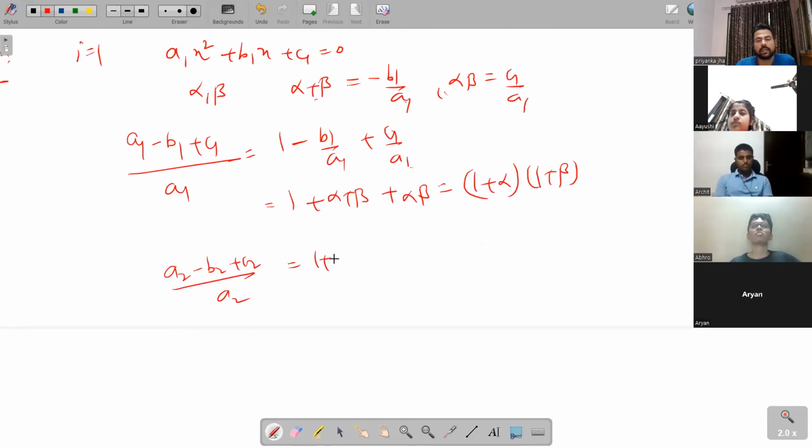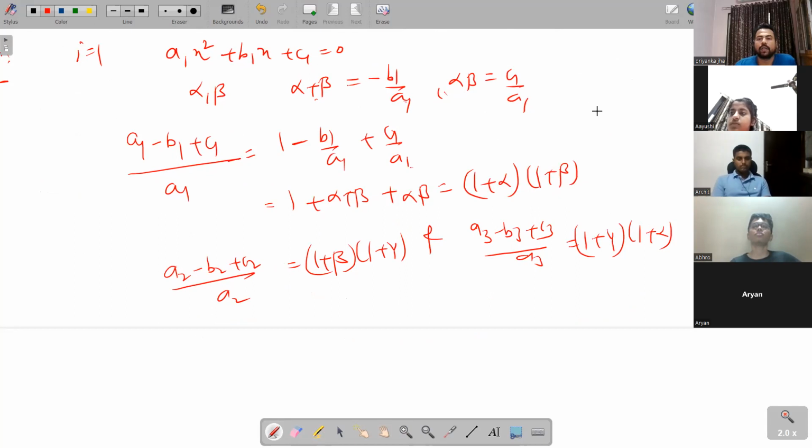So we'll get 1 plus beta into 1 plus gamma, and (a3 minus b3 plus c3) upon a3 will be 1 plus gamma into 1 plus alpha. Now, you just have to multiply this equation and this equation. So multiply this, so this into this into this.